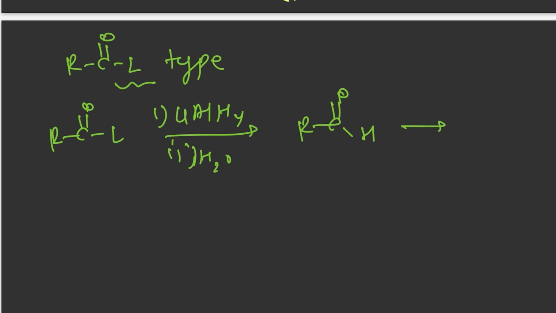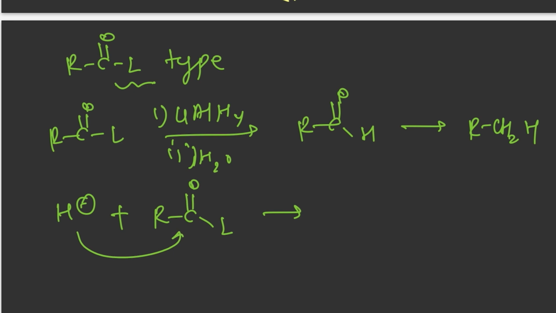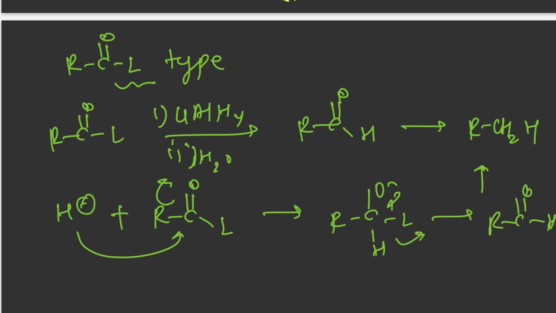What happens here? First of all, H minus is released by LiAlH4. It will attack this group, and this bond will go up, giving RCO minus L and then H. Now this bond will flip back and the leaving group will leave, forming RC=OH. Again it will react with H minus, this will go up, and on hydrolysis it will form RCH2OH.